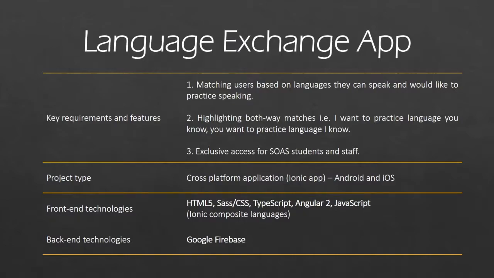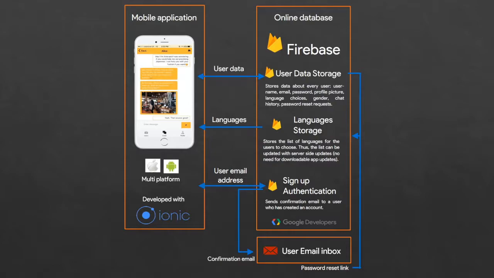The application, with exclusive access for SOAS students and staff, allows users to choose up to 3 languages they can speak proficiently and 3 languages they would like to practice speaking. In this manner, SOAS students are matched based on their language choices and are given an opportunity to practice speaking languages they desire. The application, available both for iOS and Android devices, uses Google Firebase as online database to store user data and languages available to choose.